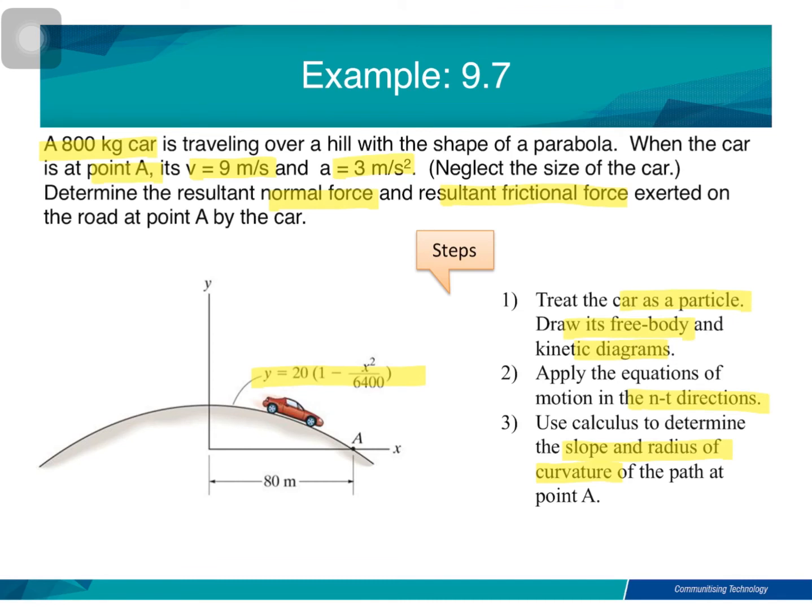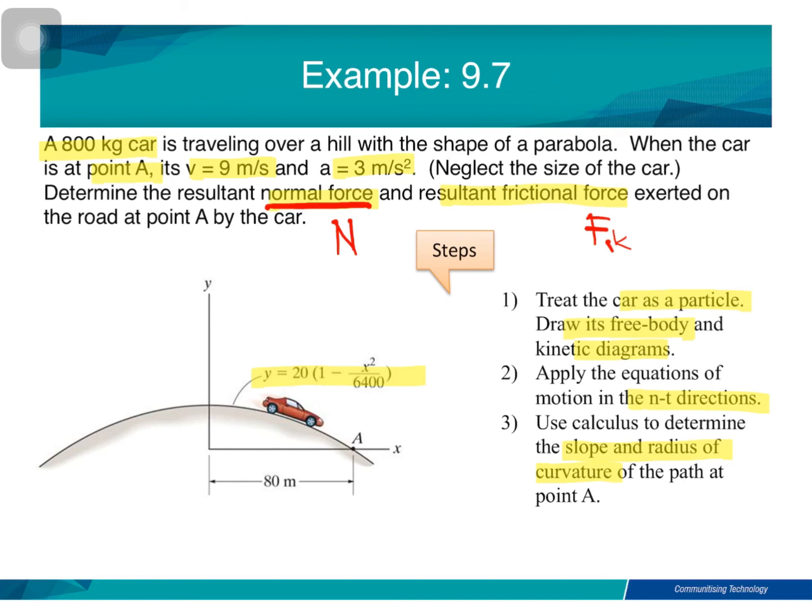Next, example 9.7. We have an 800 kg car travelling over a hill with the shape of a parabola. When the car is at point A, its v is equal to 9 meters per second and a_t is 3 meters per second squared. Neglect the size of the car. Determine the resultant normal force N, and the resultant friction force, the kinetic friction force exerted on the road at point A by the car.